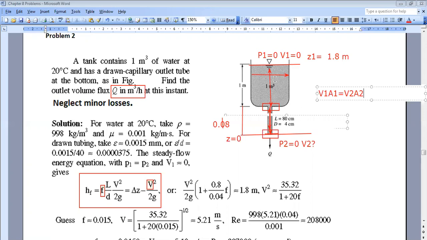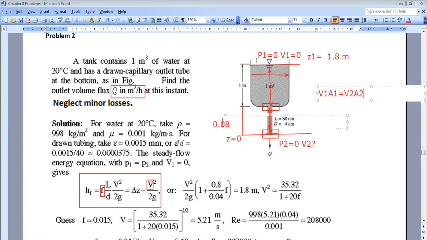Here, why didn't we say V1A1 equals A2V2? Because here A1 is very large and V1 is very small; the larger A is, the closer V1 is to zero. So the losses are nearly zero because loss is proportional to V squared. If you have a very low velocity, the losses will be neglected. Okay.